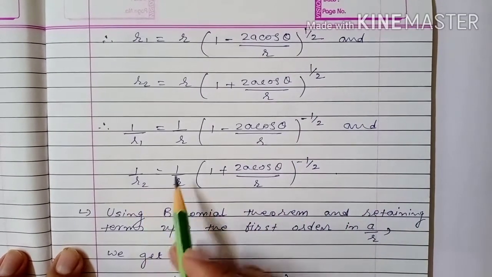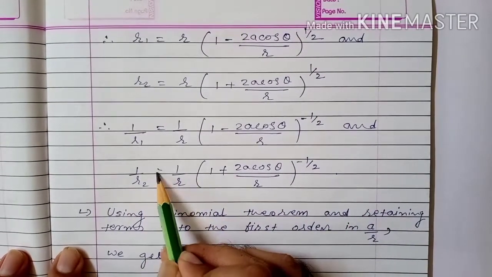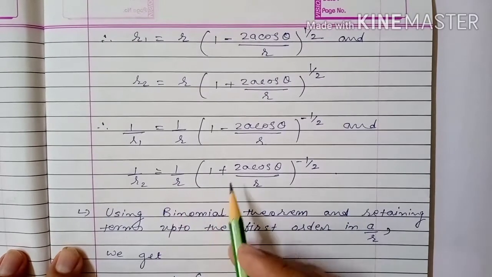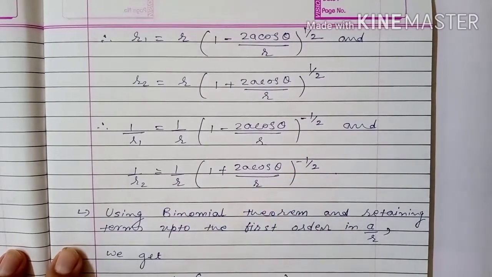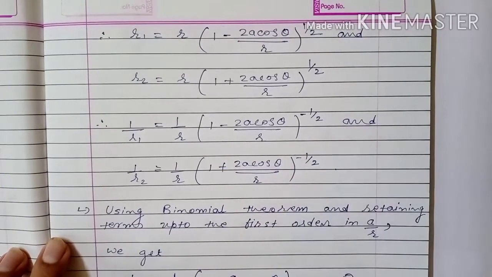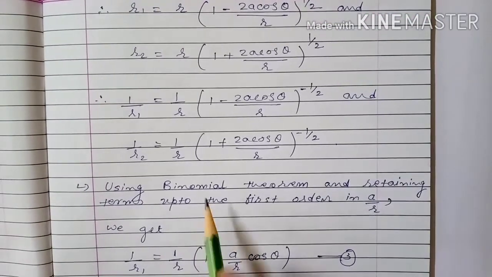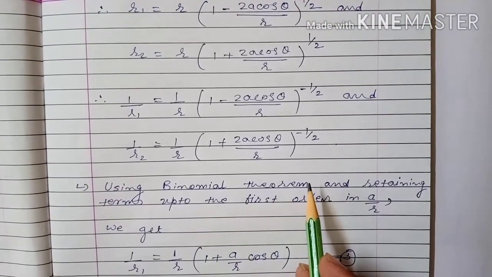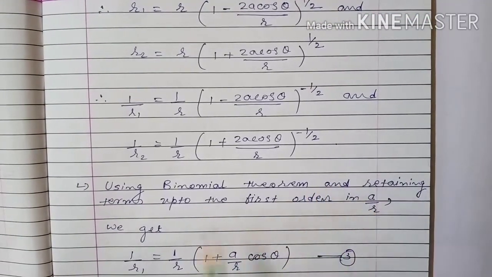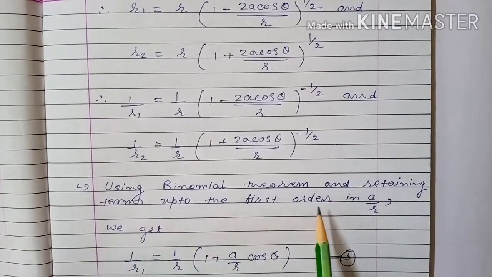And 1 upon r2 is equal to 1 upon r (1 plus 2a cos theta upon r) raised to minus 1 by 2. Here the power is negative, therefore we should use the binomial expansion. Using the binomial theorem and retaining terms up to the first order in a by r.